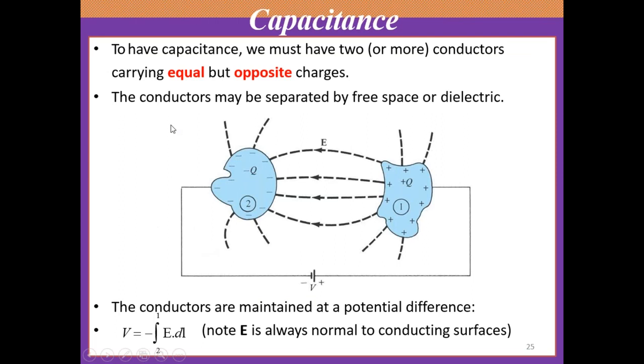To have capacitance, we must have two or more conductors carrying equal but opposite charges. That is to have capacitance. So if you see my diagram, we have two conductors carrying equal and opposite charges. The conductors may be separated by free space or dielectric. Maybe this is free space. So the conductors are maintained at a potential difference. And note that E is always normal to the conducting surface.